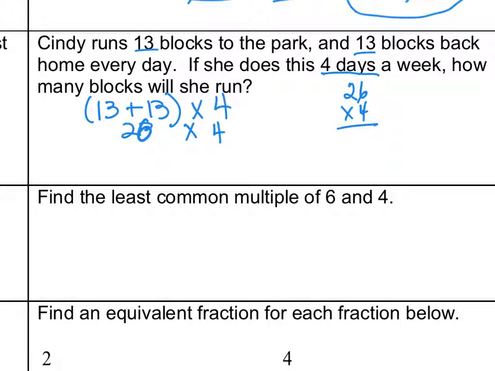Here's the traditional way. 4 times 6, 24. 4 times 2 is 8, plus 2 is 10. So there's our 104. Now it says how many blocks will she run? 104 blocks is the final answer.